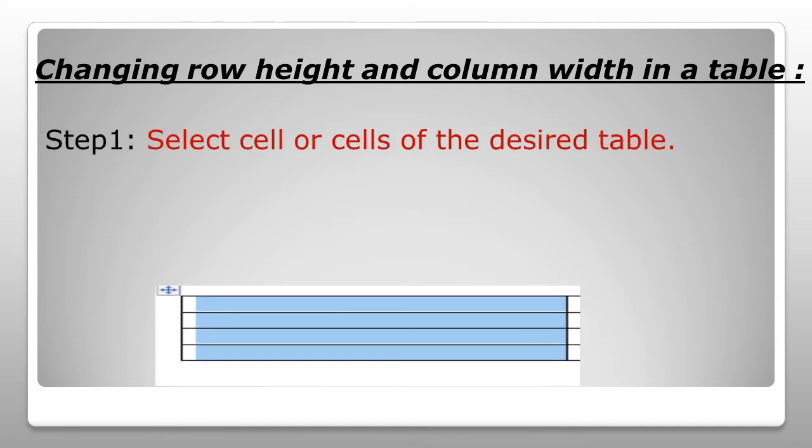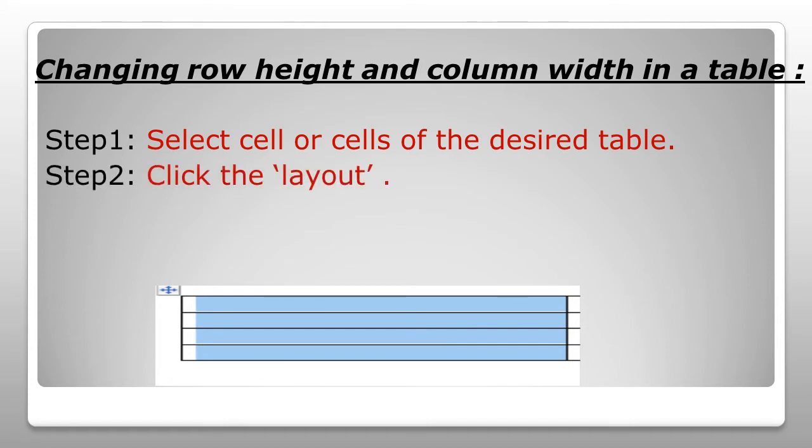What steps do we need to follow to change the row height and column width? Step 1. Select cell or cells of the desired table. You need to select a single cell or a number of cells. Here I have selected one full column.